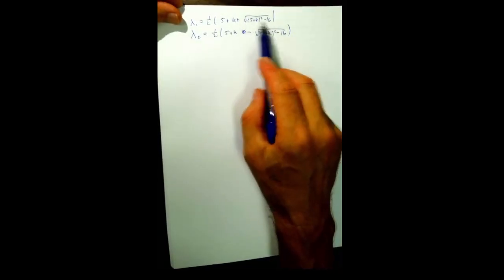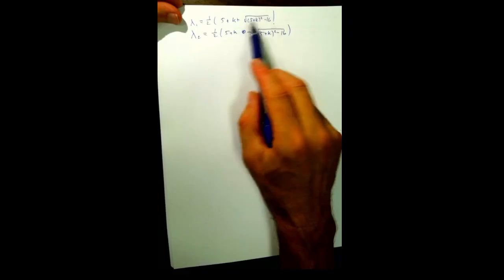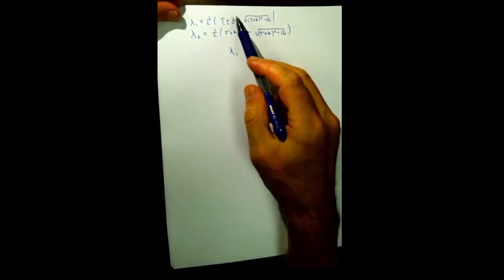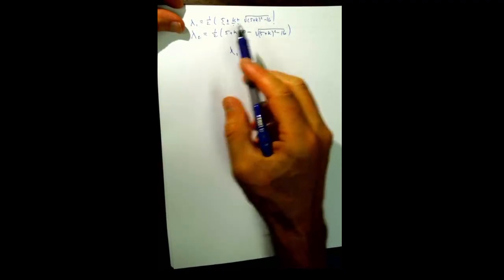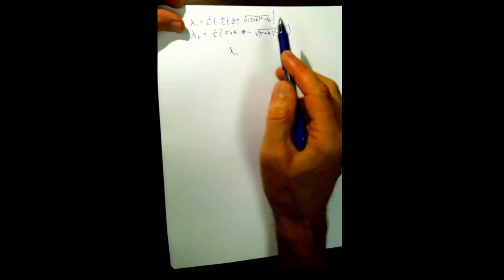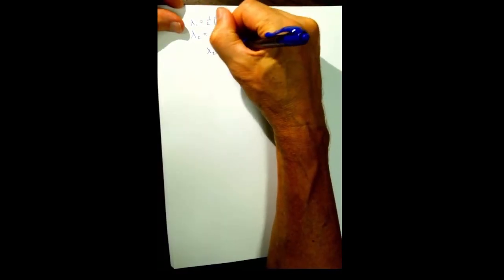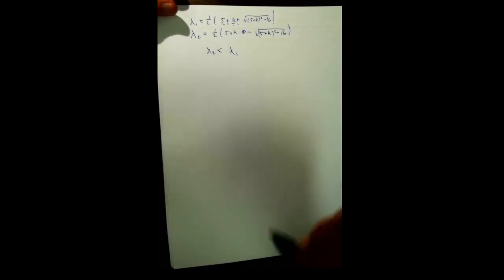Now notice, anytime you take the square root of something, it has to be positive by definition. So for my lambda 1, this could be positive or negative, I don't know. But whatever it is, I'm taking it and I'm adding something positive. And here I take the same thing and I subtract something positive. So I know that lambda 2 is less than lambda 1, just by the way I wrote this.